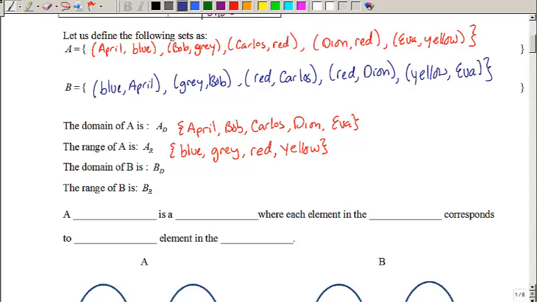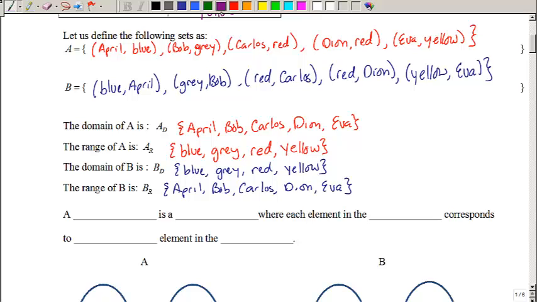Similarly, the domain of B is the set of all first elements in our set B, which is blue, gray, red, although I'm only writing it once, and yellow. The range is the set of all second elements, meaning our students April, Bob, Carlos, Dion, and Ava. So that summarizes what a relation is and a domain and a range.